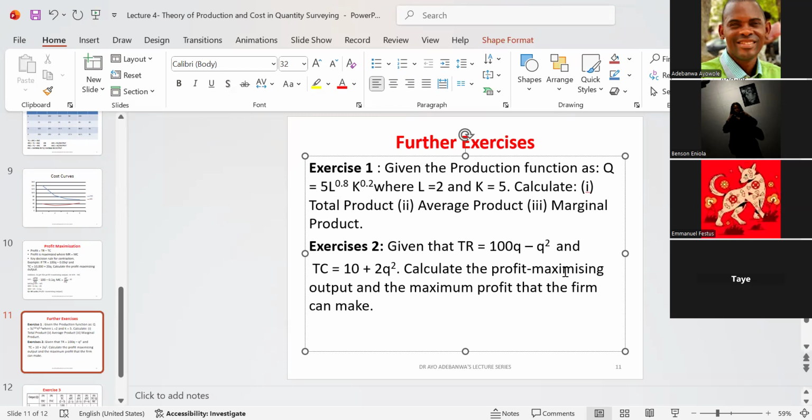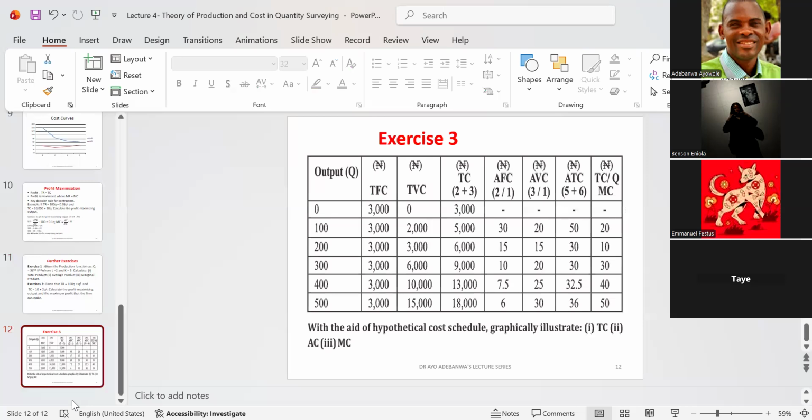Now, this one, you need time to do it. So, by the time we come for our contact session, if you are very serious, I will take these 2 questions again and solve them. But on your own, you can start the practice.